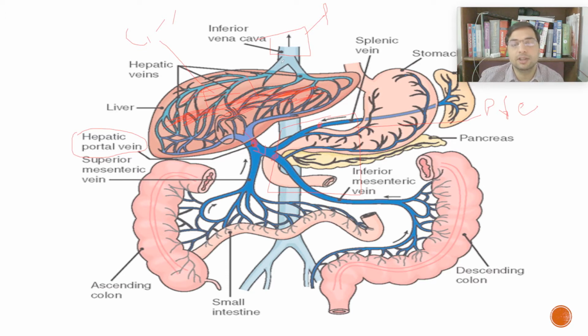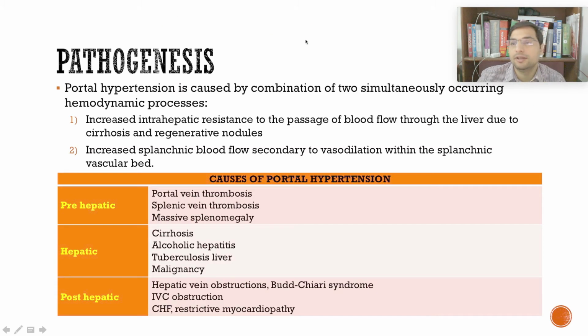Similarly, if there is some obstruction in the hepatic vein, suppose the hepatic vein is having a thrombus, or the hepatic vein is occluded because of a syndrome called Budd-Chiari syndrome. Because of Budd-Chiari syndrome, the hepatic vein is occluded, narrowed, stenosed. Then it can lead to a backflow of blood to the portal vein, causing portal hypertension. So pre-hepatic causes, hepatic causes, and post-hepatic causes can be the reason for portal hypertension.